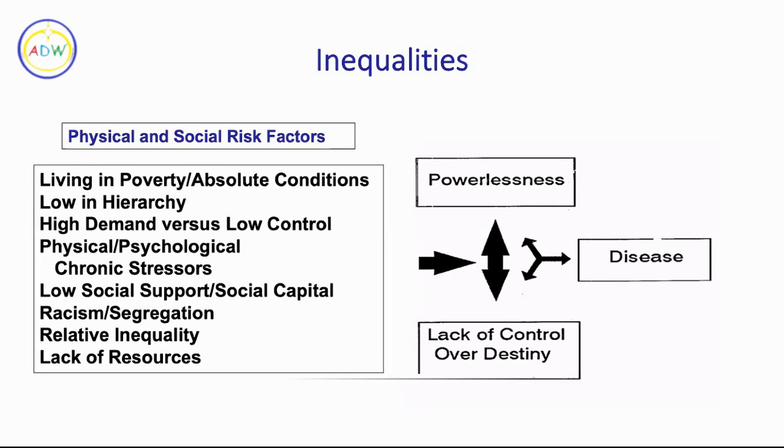Here you see living in poverty, absolute conditions, and the lowest place in the social hierarchy of social structure, and having high demand in, for example, healthcare services, in social services, and at the same time having low control over their destiny, and living in a not good physical, chemical, mental environment, having chronic stress at work, in family, and having low social support, having low social capital, and of course lack of resources.